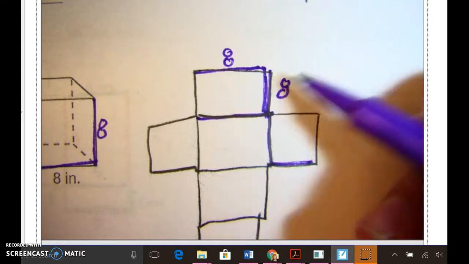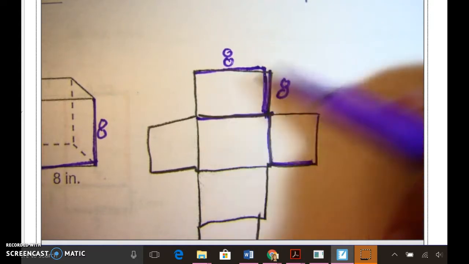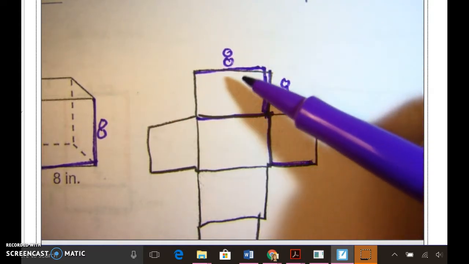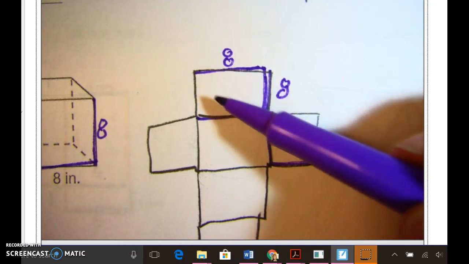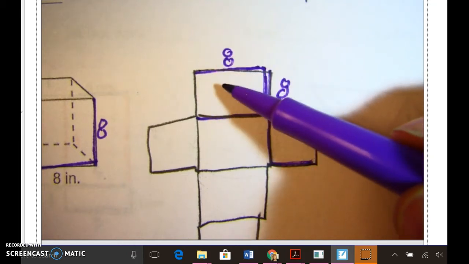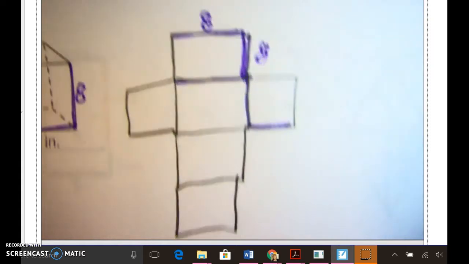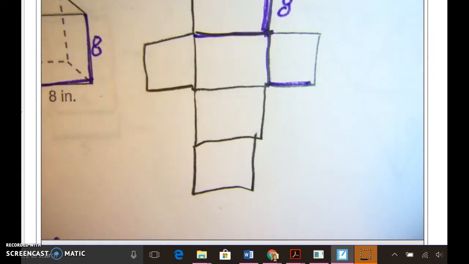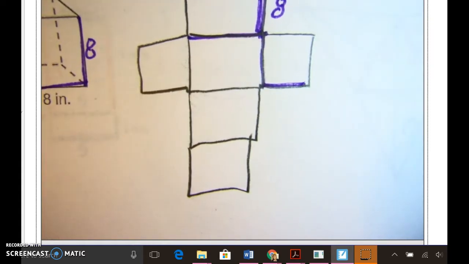So all of the areas are going to be base times height, or side times side, or side squared. All the areas are going to be side times side. And then you have 6 of those. So you tally that up, and then you are done with this assignment. Turn it into the turn-in tray.